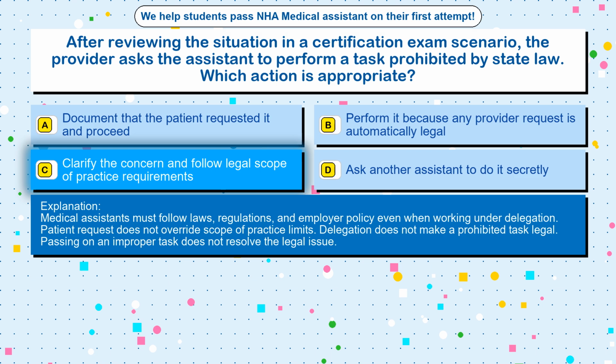Medical assistants must follow laws, regulations, and employer policy even when working under delegation. Patient request does not override scope of practice limits. Delegation does not make a prohibited task legal. Passing on an improper task does not resolve the legal issue.